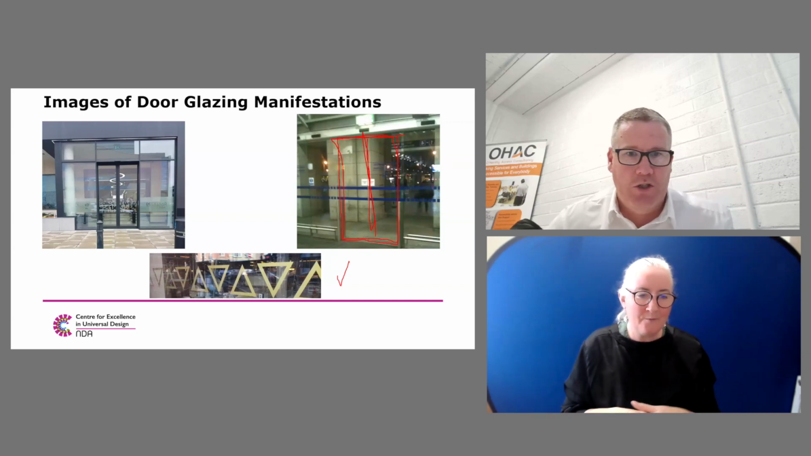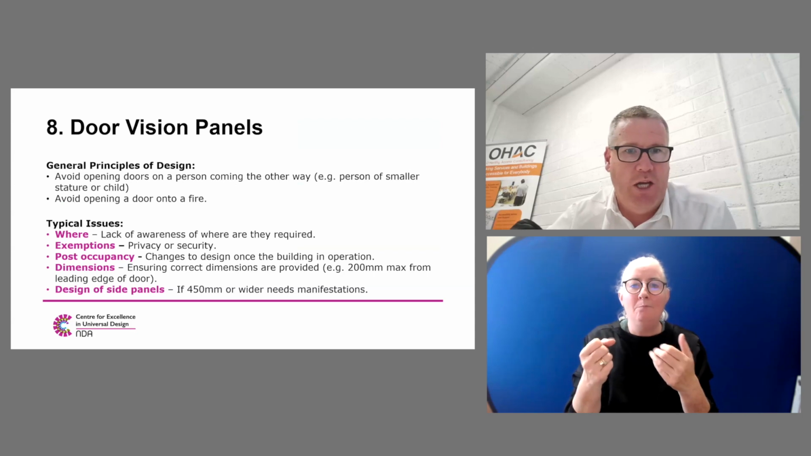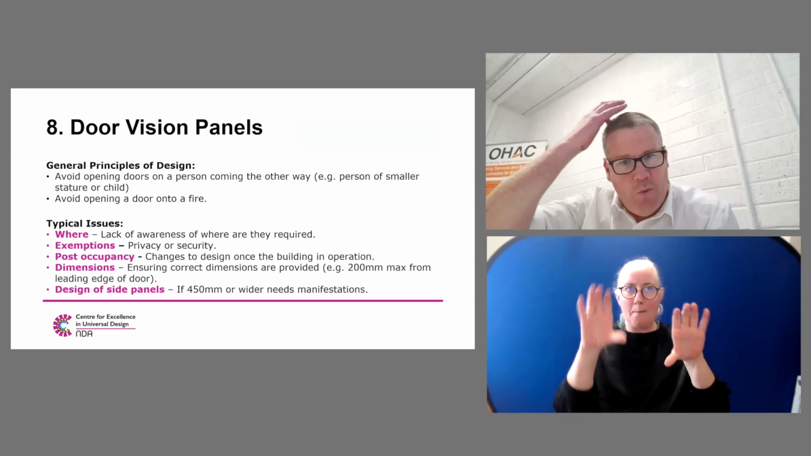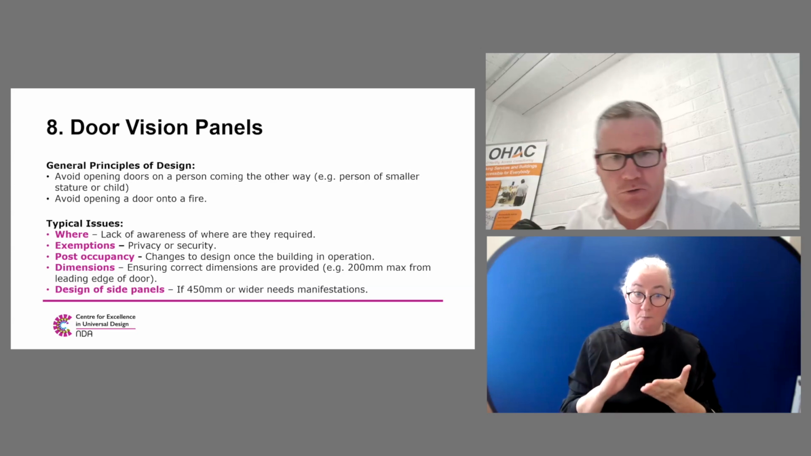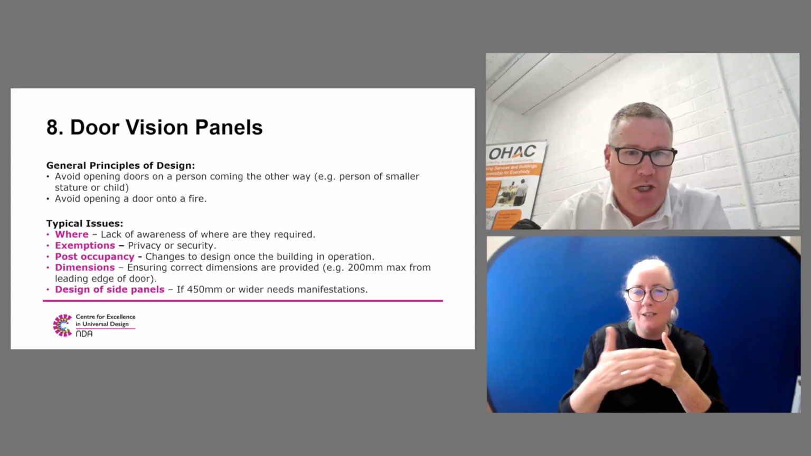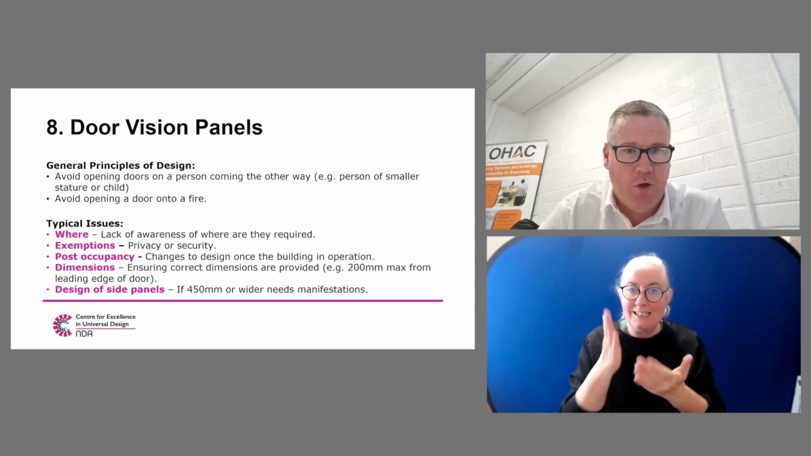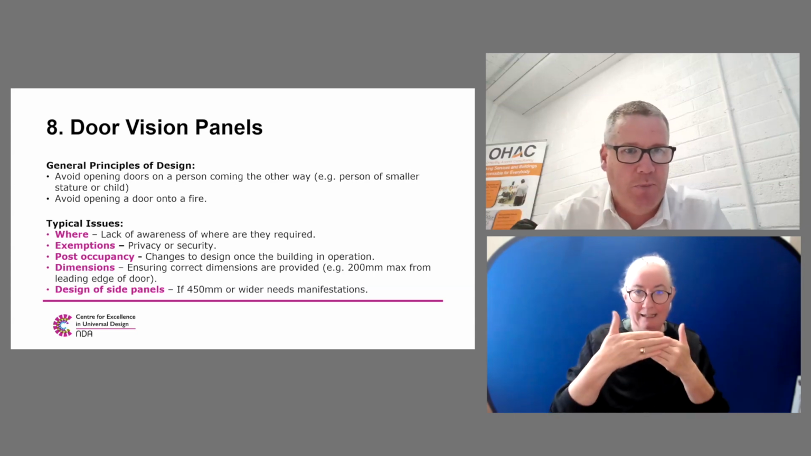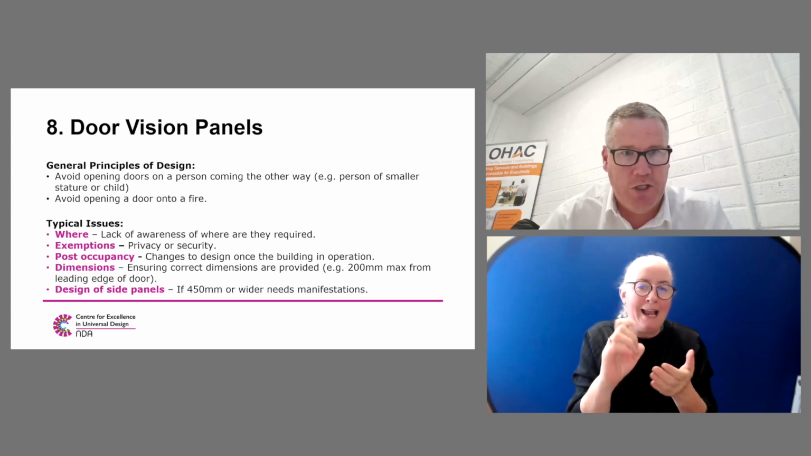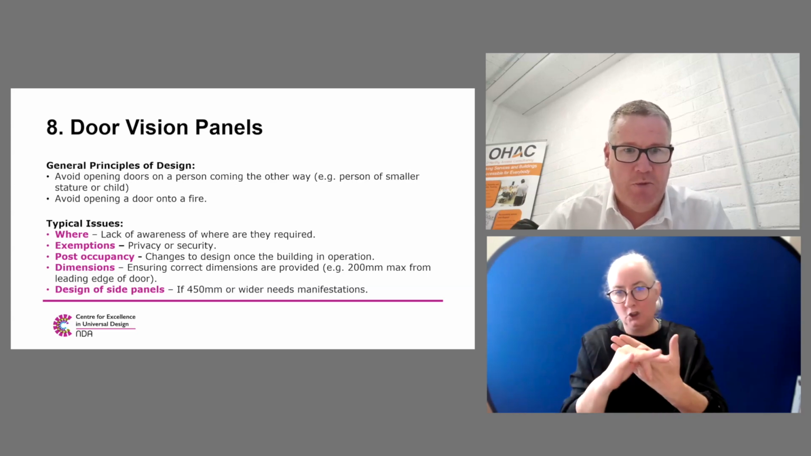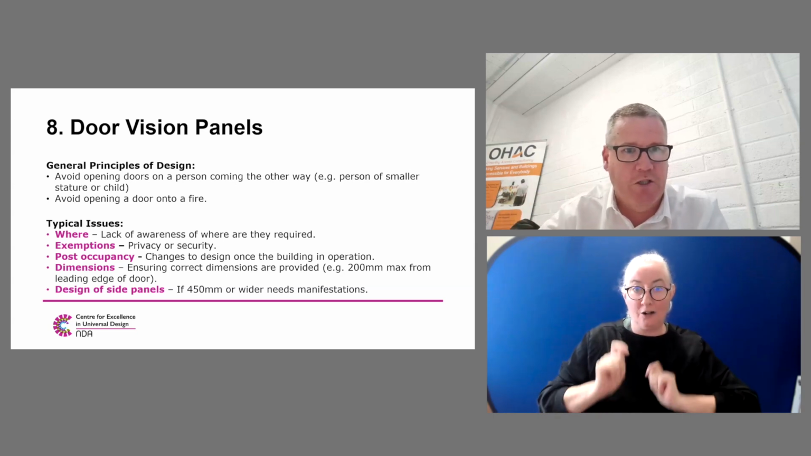We've three more areas to look at. We have the door vision panels. Door vision panels should be provided for doors in circulation routes. And the idea of the vision panel is to stop people from getting hit by a door, but also so that people can see what's on the opposite side of the doors and so on. There are some exemptions in relation to privacy and security. So you may not want to provide vision panels into a theater where you need to control lighting and stuff like that.